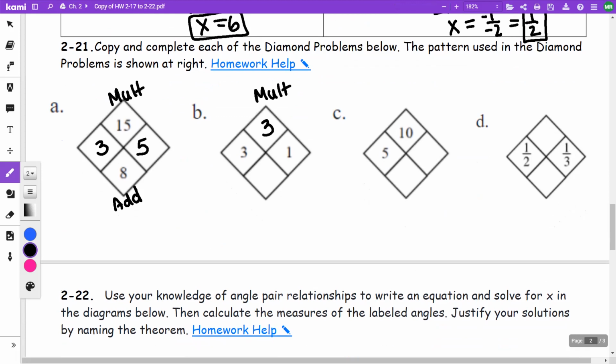Now here, we're going to take the side numbers and we're going to multiply them to get the top. So 3 times 1 is 3. And we're going to add them to get the bottom. So 3 plus 1 is 4.